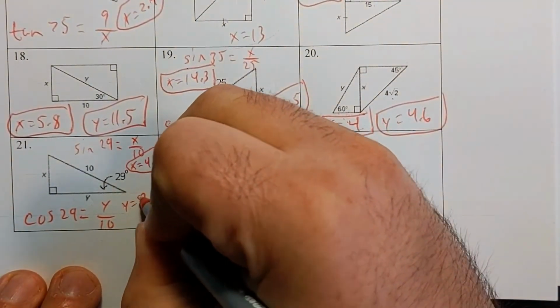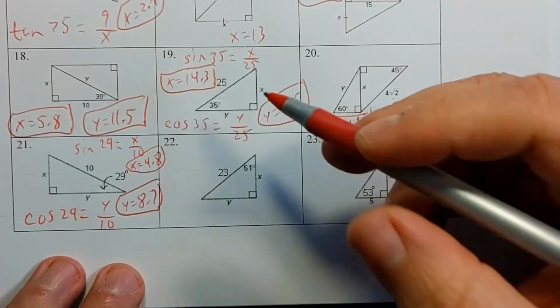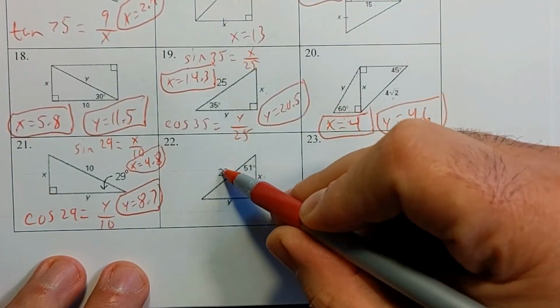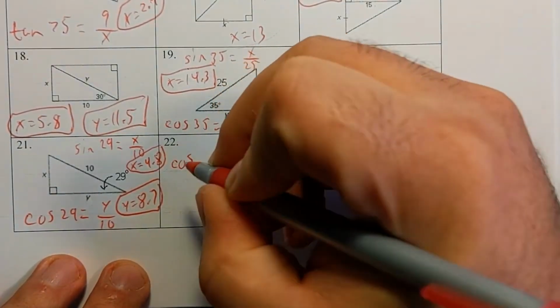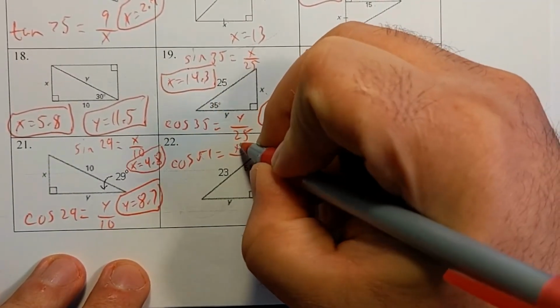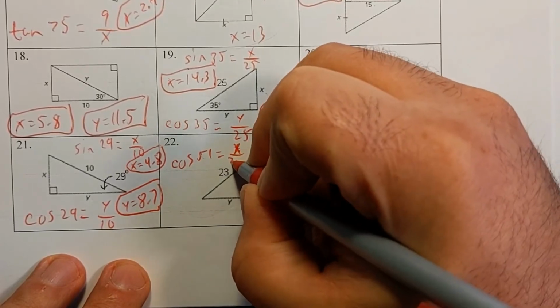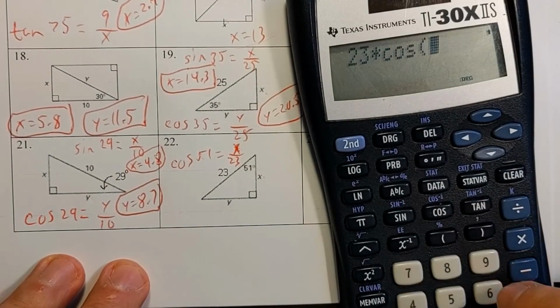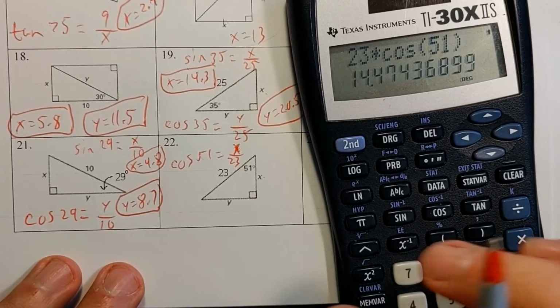So y is 8.7. 22, same process. X right here is adjacent to the angle, so adjacent and hypotenuse is cosine. Adjacent goes to the top, hypotenuse goes down to the bottom. You're multiplying in this case, so it'd be 23 times the cosine of 51, and you get 14.5.